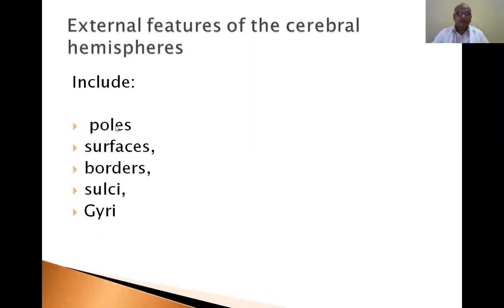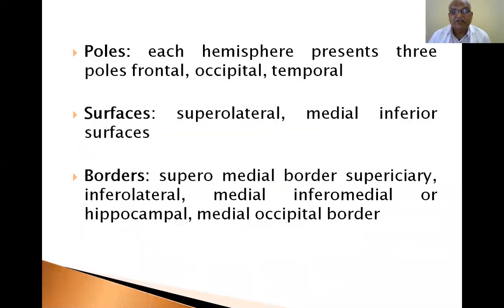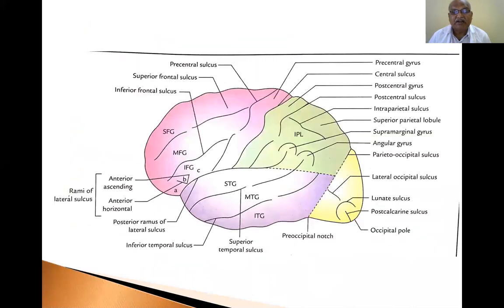Now, it has poles, surfaces, borders, sulci, and gyri. Here I will tell you what sulci are and what gyri are. The cerebral hemisphere is not a complete plain mass like a boiled egg. It is dipped deeply. These depressions are called sulci. The matter present between two depressions is gyri. I will show you what is sulci and what is gyri.